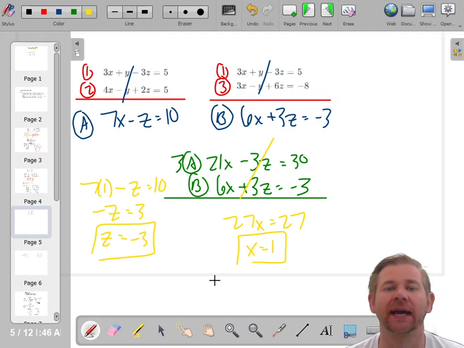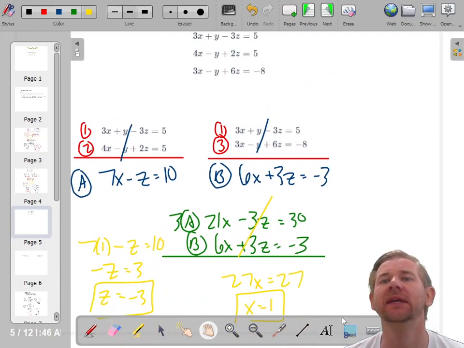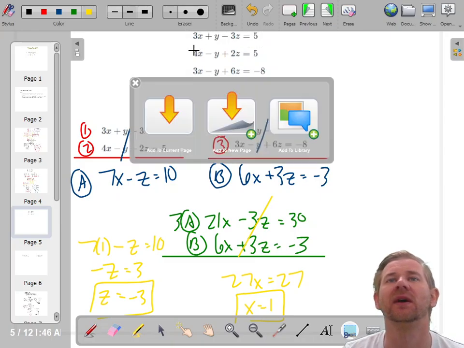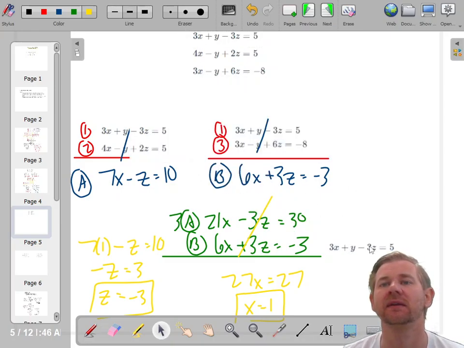And then I got to go back up top. I need y still, so which one looks easy to solve for y? Probably the first one looks got a positive y in it, so that's always a win. Okay, let's do that.